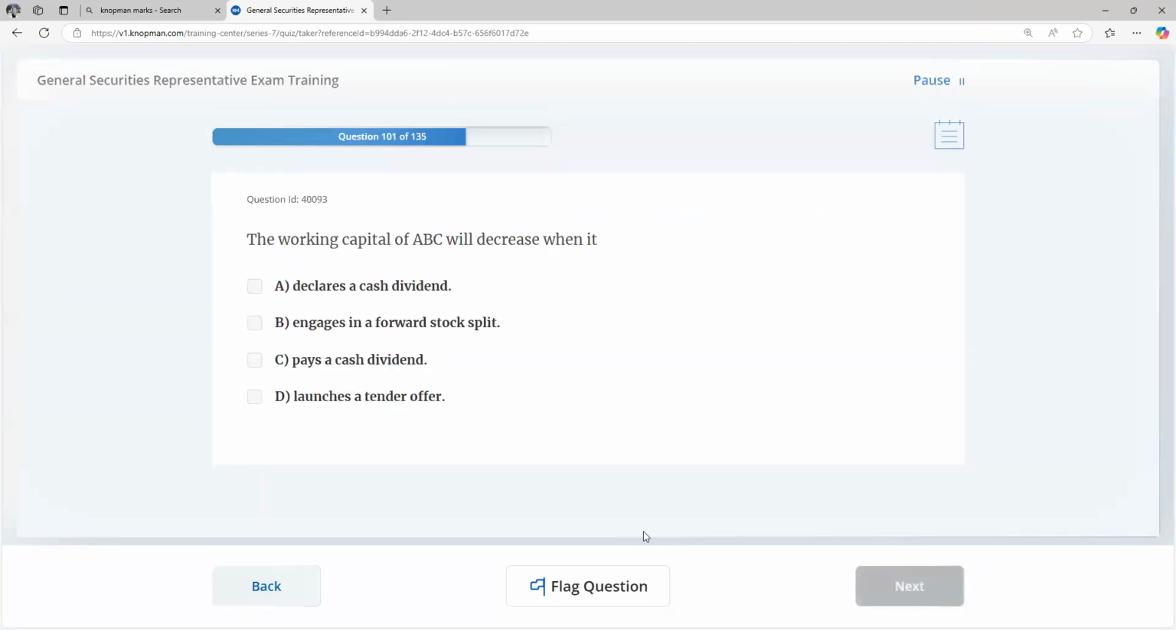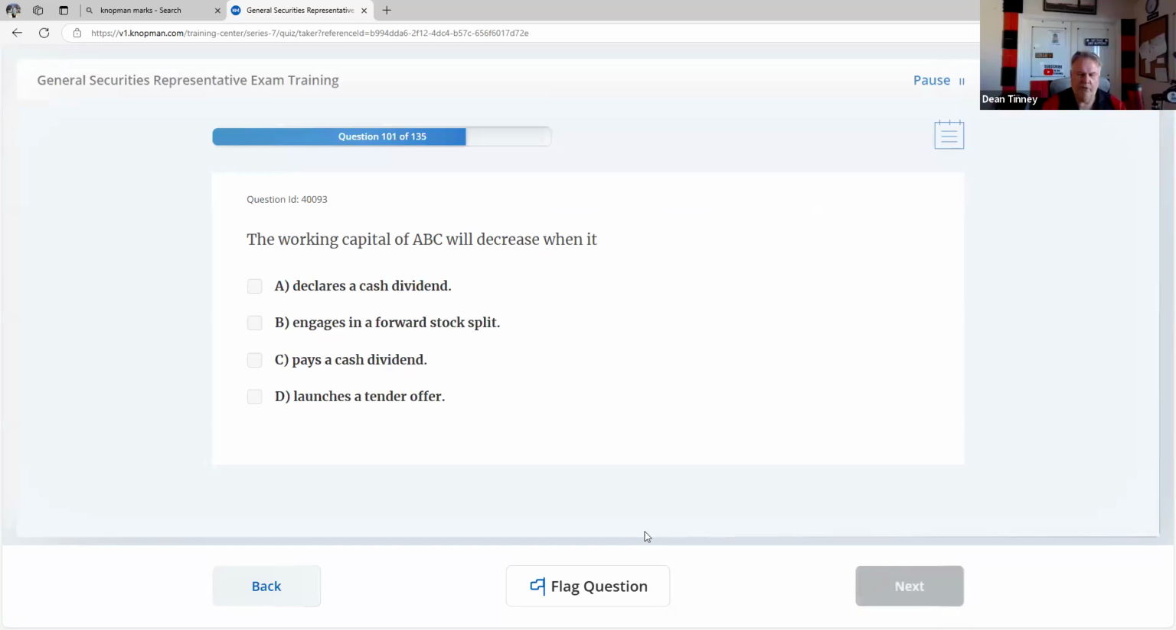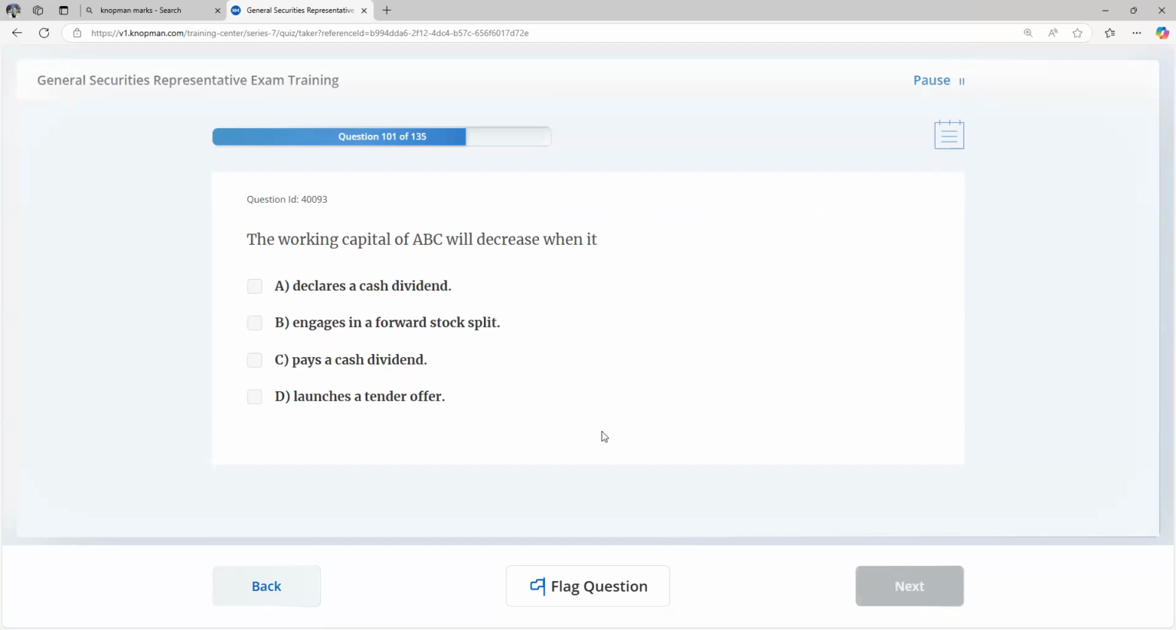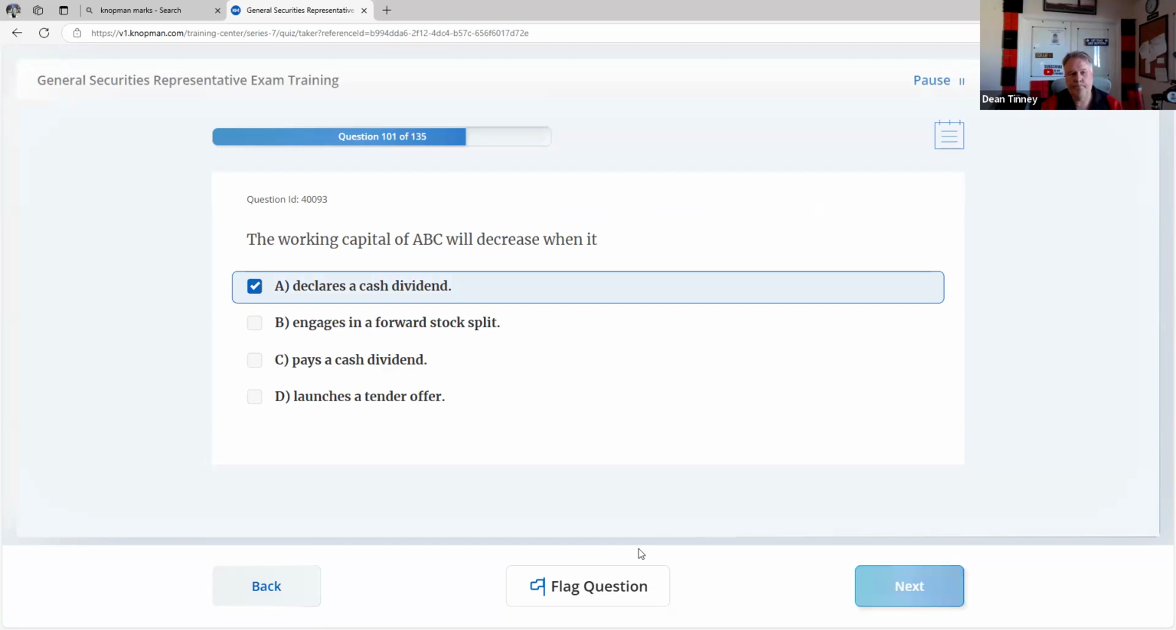Okay. The working capital of ABC will decrease when it... Isn't that when they declare the cash dividend? Yeah, remember we had one of those earlier, right on.